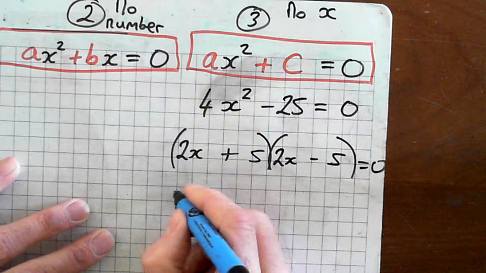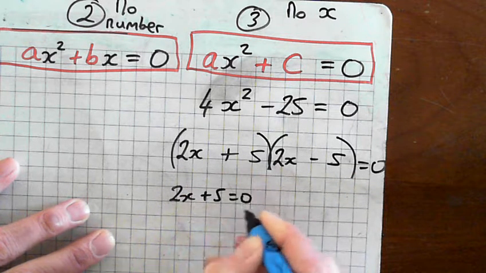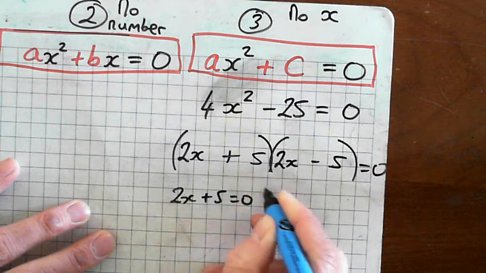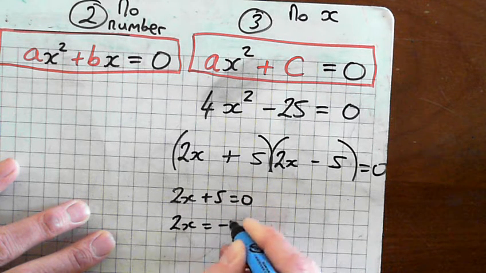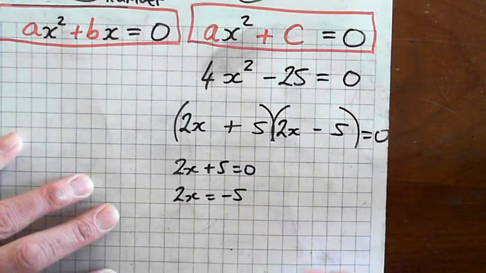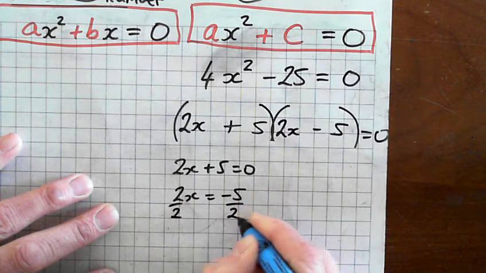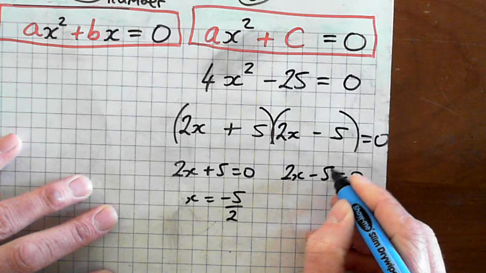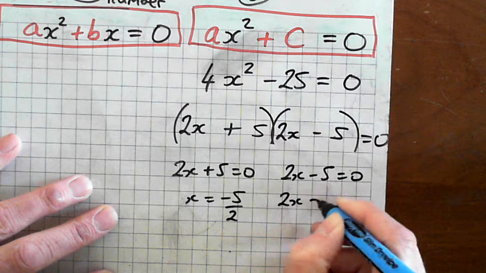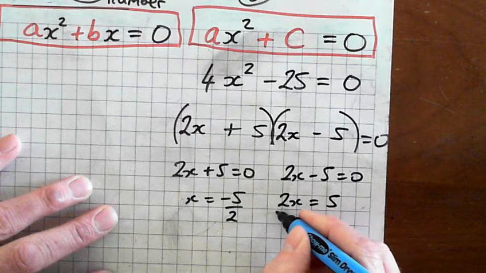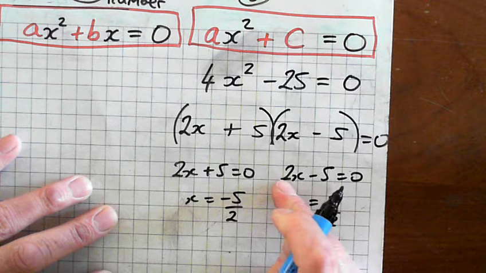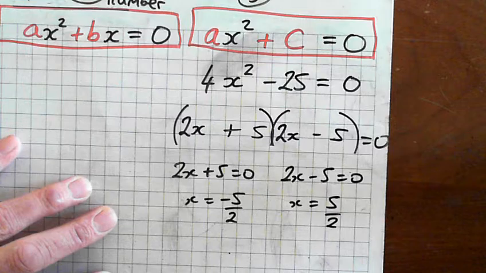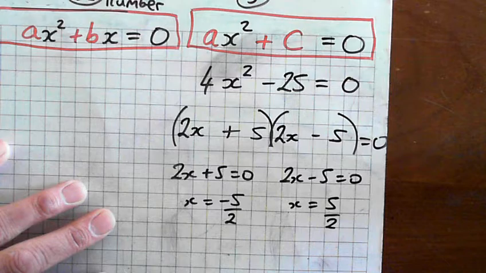Okay, next step. 2x plus 5 is equal to 0. What do we do with the 5? How do we get rid of the 2? 2 divided by 2 is? Over here. 2x minus 5 is equal to 0. What do we do with the minus 5? Move it across. How do we get rid of the 2? There are my 2 answers. That was easier than I thought.